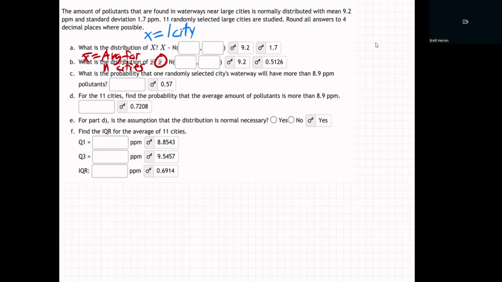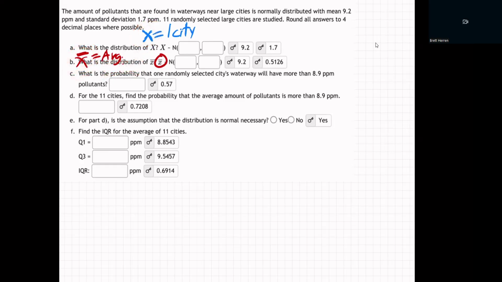So it is important that you understand the difference between big X, when they give you just regular X, versus X bar. Whenever you have a bar over the X, that always means the average of a group. Like if I said to you, what is your score on the exam? That would be X. Versus if I said, what is the average for the whole class? That would be X bar.